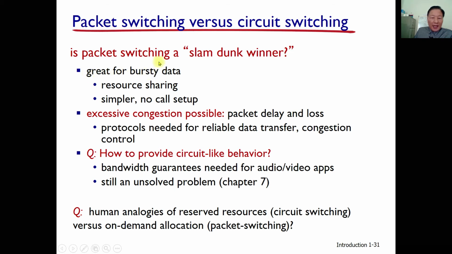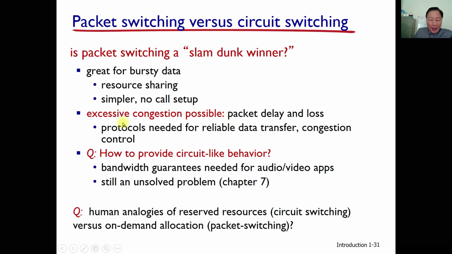This is great for bursty data. Fortunately, our computer data is bursty data, and it offers resource sharing and a simpler setup. That is the main advantage of this packet switching.